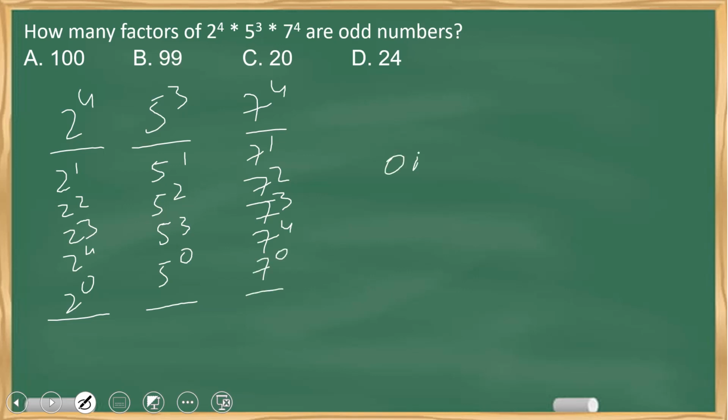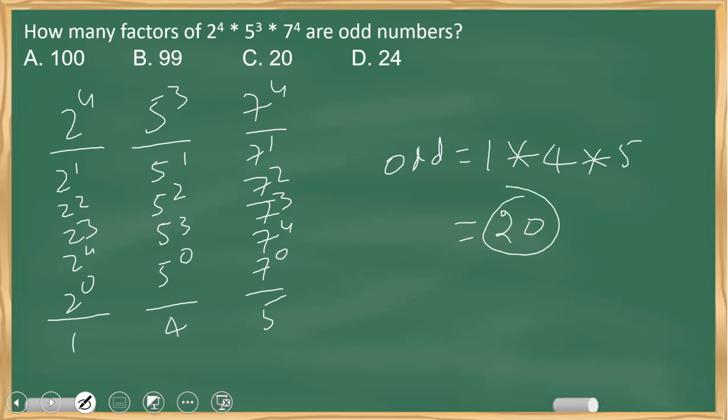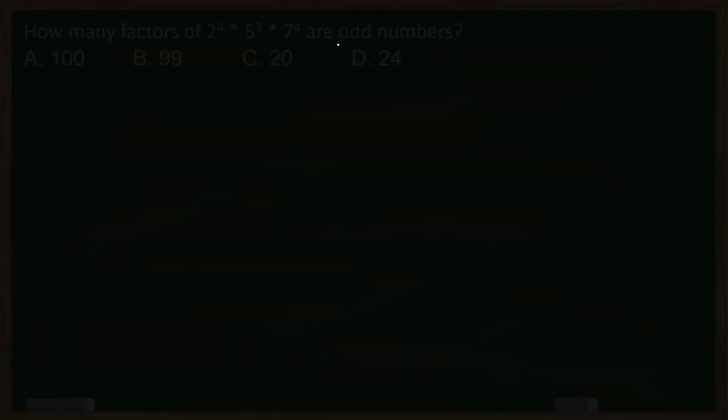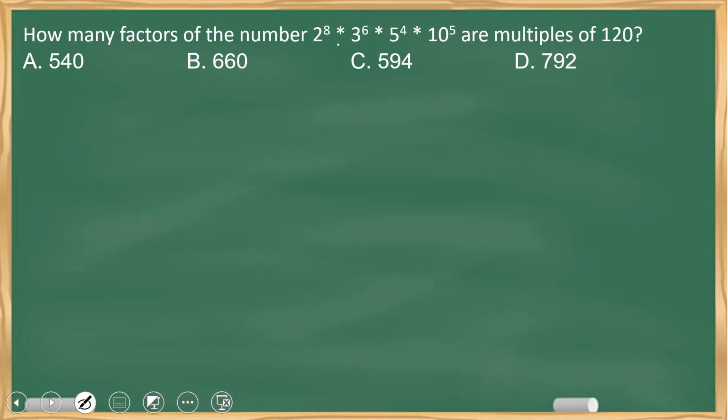So odd factors means you should multiply only the odd numbers here. How many are odd numbers here? 1. Into, how many are here? 4, into, how many are odd here? 5. So 5. That is equal to 20 odd factors are there. Got the point? Next, how many factors are multiples of 120.